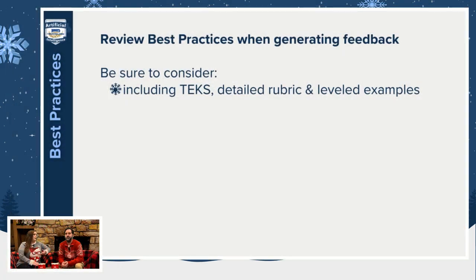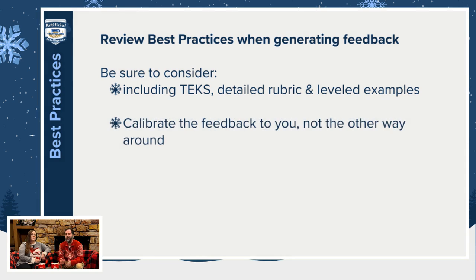So let's review some of the best practices when generating feedback. One thing to always consider, and I wouldn't even say consider, I would say include, is make sure that we are including our TEKs, a detailed rubric, and leveled examples. Those leveled examples are going to be huge in making sure that the AI knows what you're looking for when scoring. You wouldn't want it to grade a third grader's work the same way that it would grade a high school senior's work. So make sure that you're telling it, this is the level that I'm expecting for this feedback.